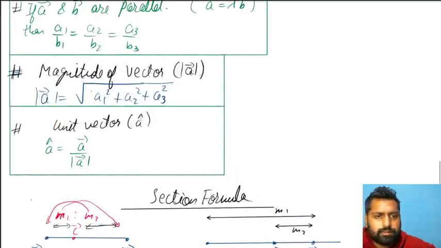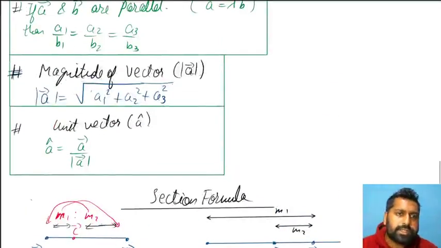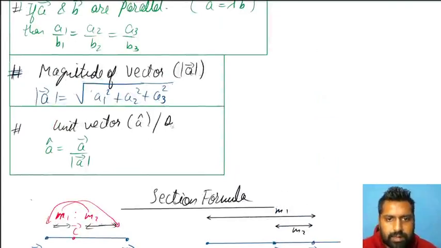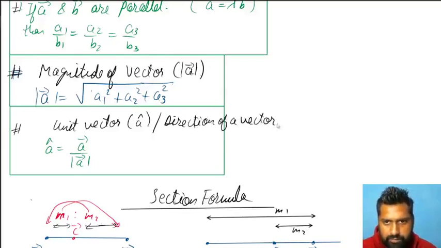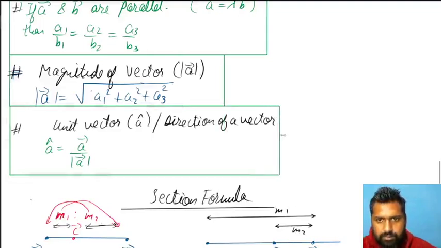One thing I forgot to mention, sometimes the question asks for direction of a vector. The unit vector is also called the direction of a vector. So if a question asks you to find direction of a vector, basically it is asking for the unit vector.